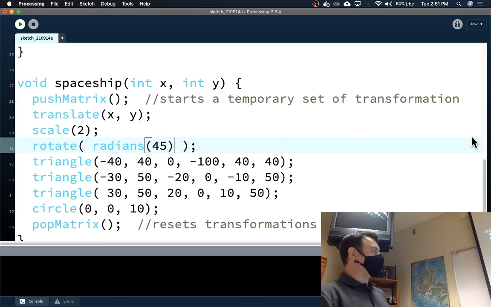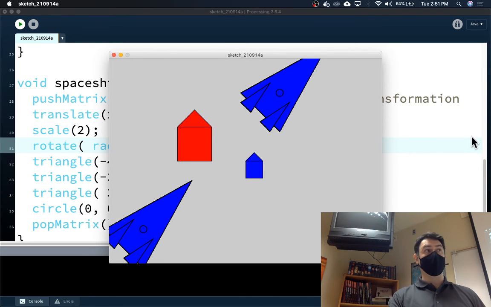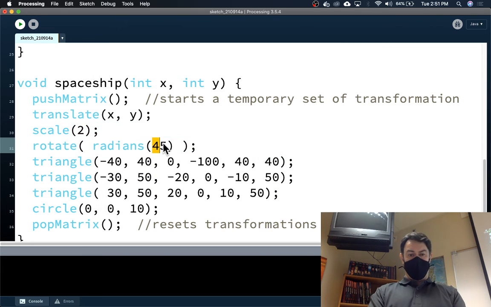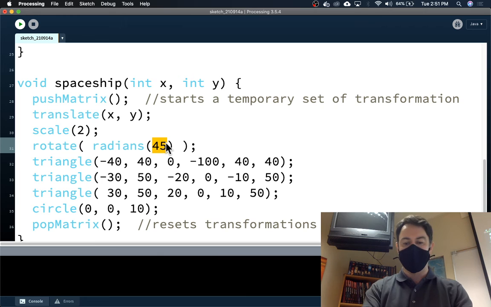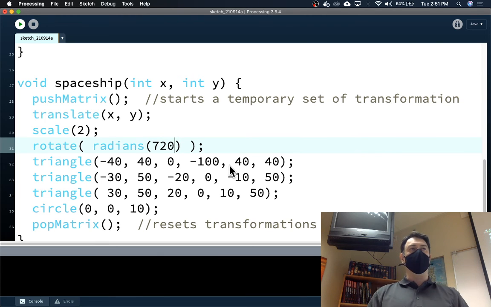If I run this, you'll see our spaceships are now rotated. That's pretty nice. We can do a lot of stuff with that. I can change this to whatever angle I want it to be. You can even go like 720 and it will calculate what it's supposed to be. So you can do whatever you like. You can put in a negative number here.